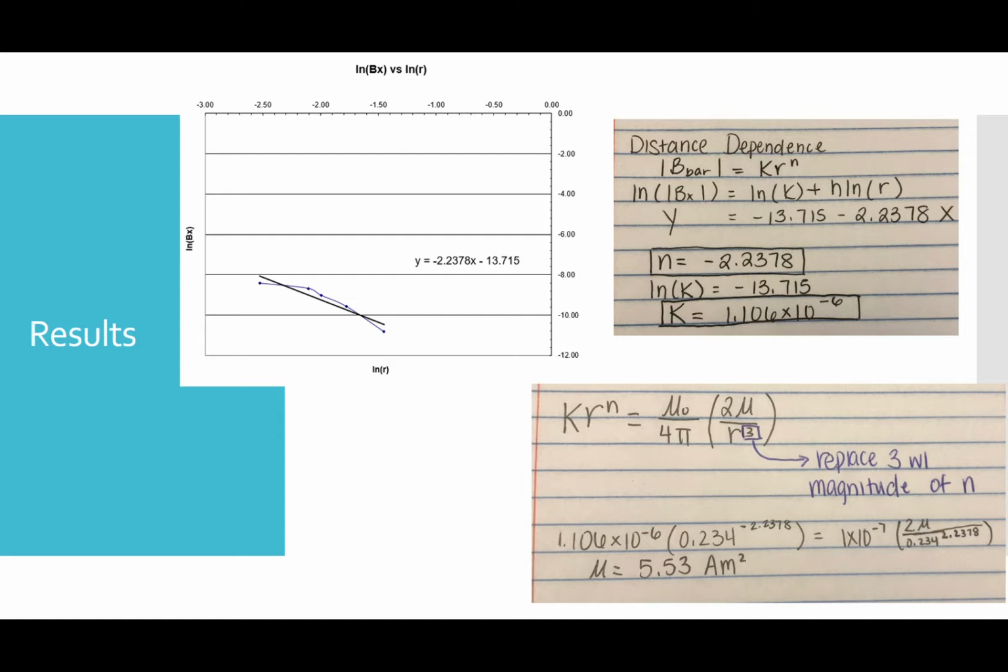Also, to find the magnetic dipole moment, I set k r to the n equal to the Biot-Savart law. However, here the r to the third, so the 3, would be replaced with the magnitude of n. I found the magnetic moment to be 5.53 amps meters squared.